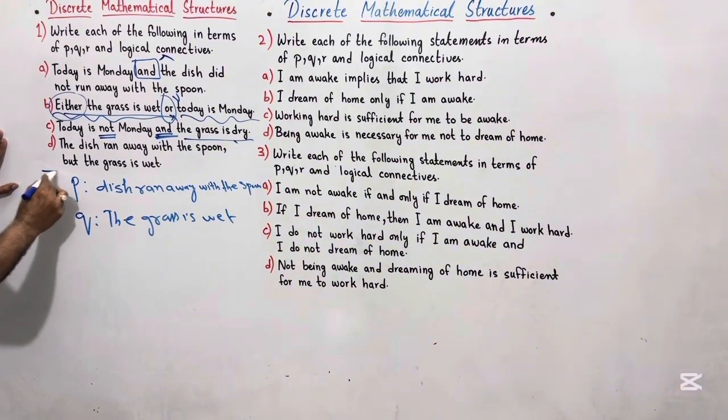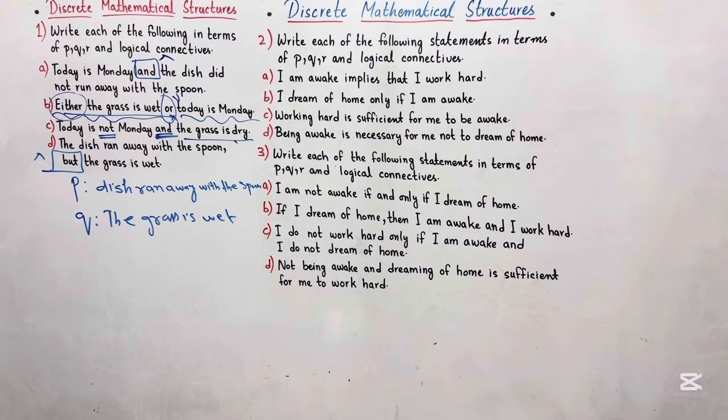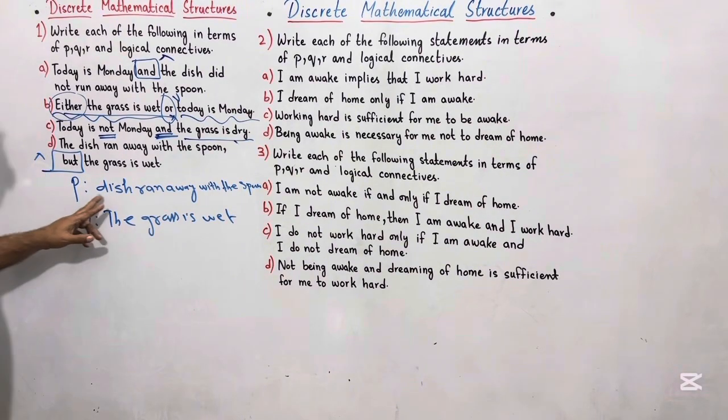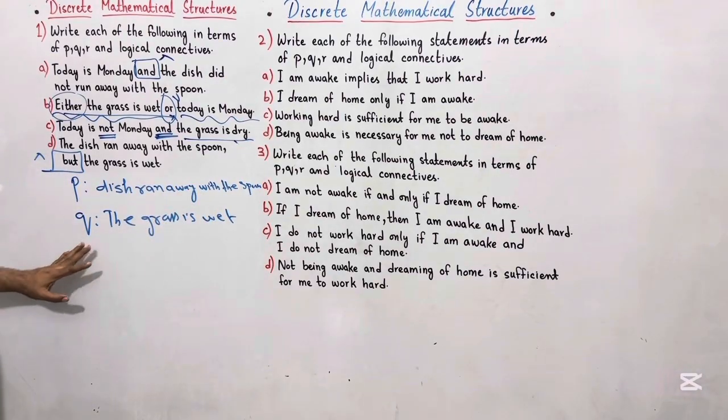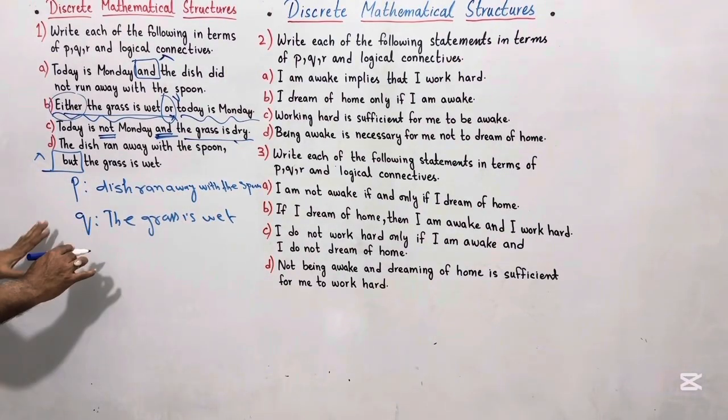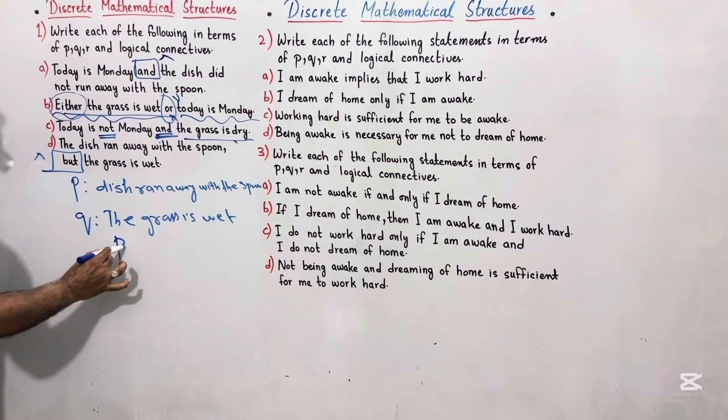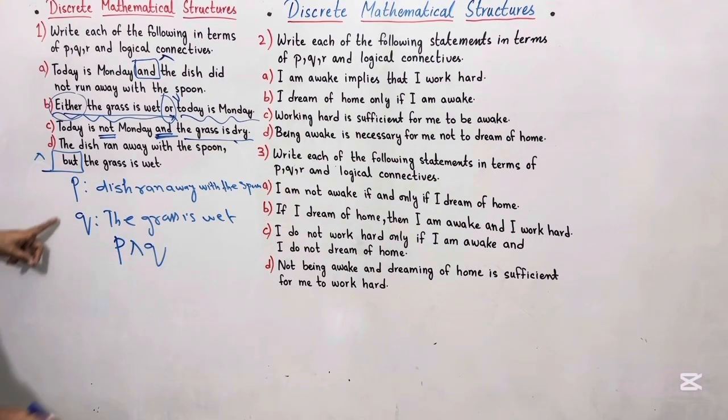Here, "but" also shows conjunction. Try to get my point, whatever I want to put across. I have assumed that my basic proposition P is the dish ran away with the spoon, and Q, the grass is wet. So we can simply use them as P and Q. The dish ran away with the spoon, but the grass is wet. Here "but" stands for conjunction.